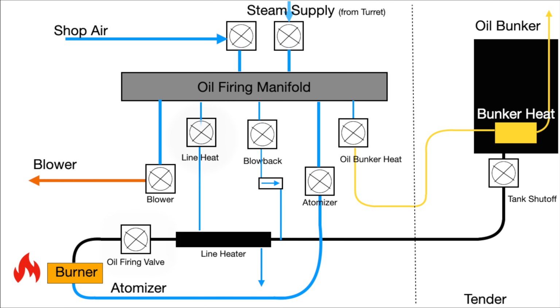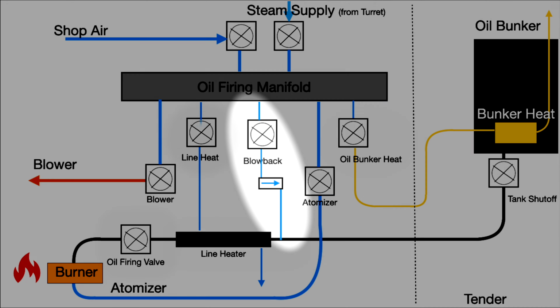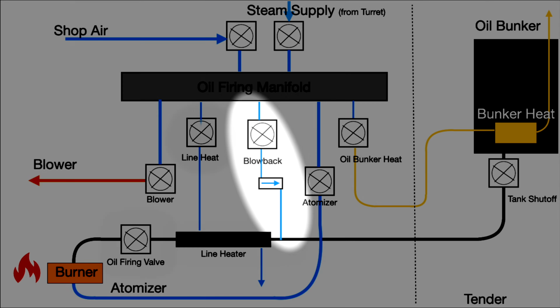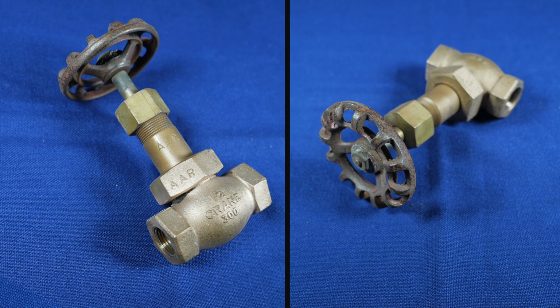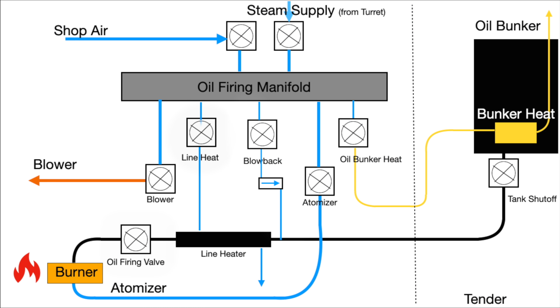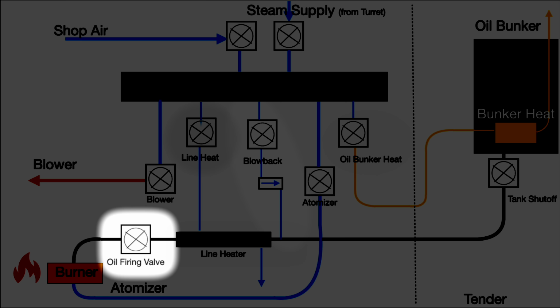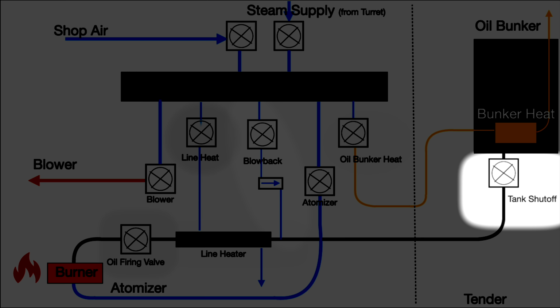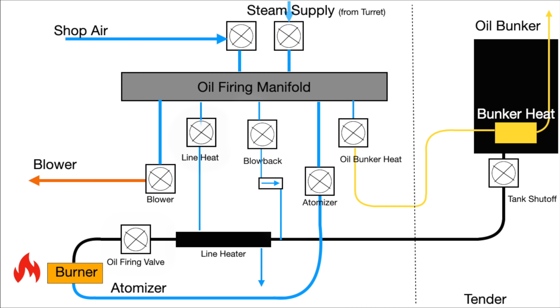The next one we'll discuss is the blowback system. This is a system so that we can clean the oil line out in case of a blockage. The way that works is you open the blowback valve off of the oil firing manifold, and then you either open the oil firing valve to clear the line through the burner, or you open the tank shutoff valve to clear the line all the way back into the tender's bunker.